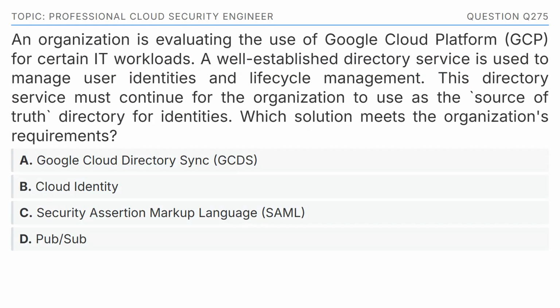An organization is evaluating the use of Google Cloud Platform, GCP, for certain IT workloads. A well-established directory service is used to manage user identities and lifecycle management. This directory service must continue for the organization to use as the source of truth directory for identities. Which solution meets the organization's requirements? The options are: Option A, Google Cloud Directory Sync, GCDS. Option B, Cloud Identity. Option C, Security Assertion Markup Language, SAML. Option D, Pub/Sub.